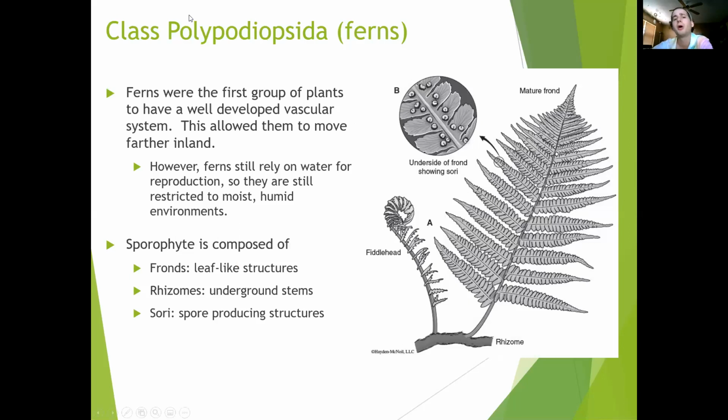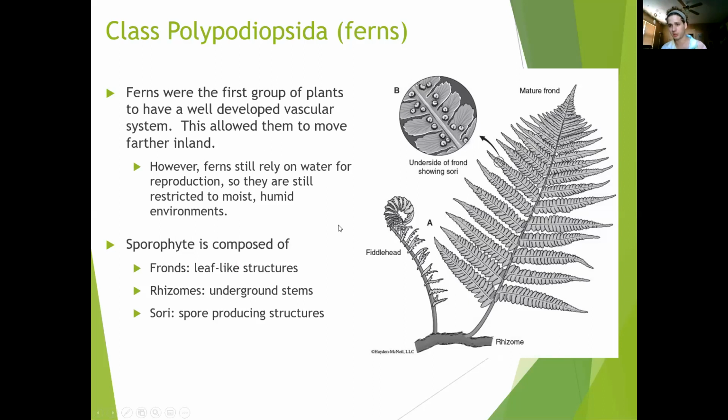So our Polypodiopsida, our ferns, pretty straightforward. Most of us know how to recognize a fern. There are a few species out there that get a little bit tricky, but generally speaking, we know what a fern looks like, right? They were the first group of plants to have a well-developed vascular system. This allowed them to move further inland. However, ferns still rely on water for reproduction.